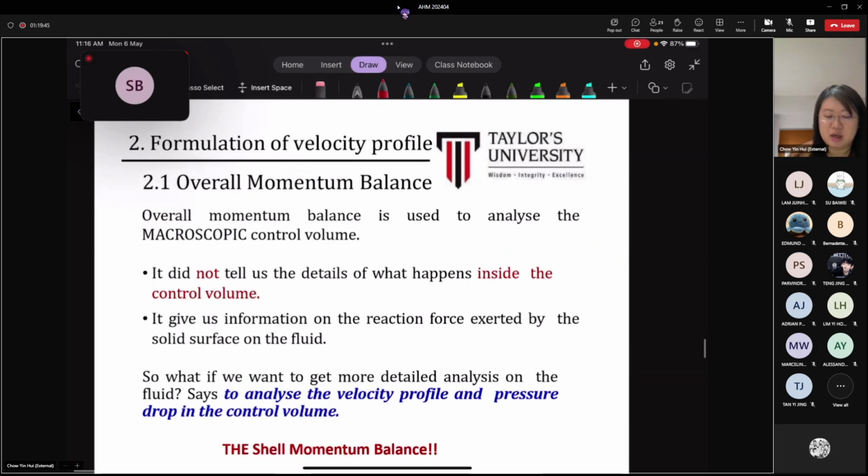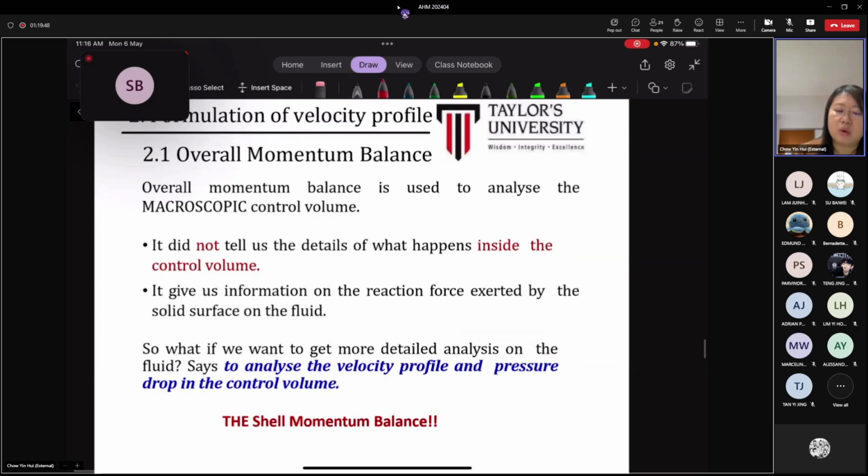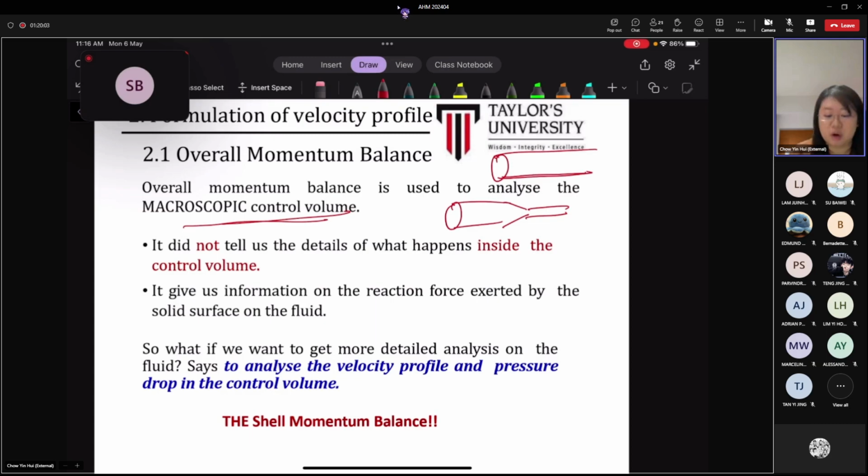Now if you look at the overall momentum balance that we have discussed just now, for the case of the flow in the nozzle or the pipe flow, we are using the overall momentum balance to analyze a macroscopic control volume, but it didn't tell us what happens inside. Looking at this section of the flowing fluid at a more microscopic level, it didn't tell us how the velocity changed from the center of the pipe to the pipe wall, or how the momentum flux changed, or the pressure drop.